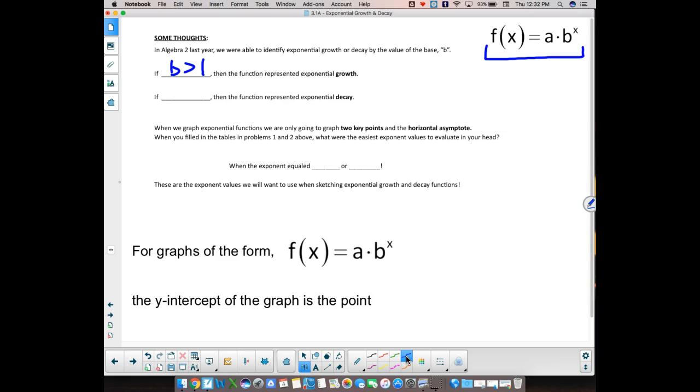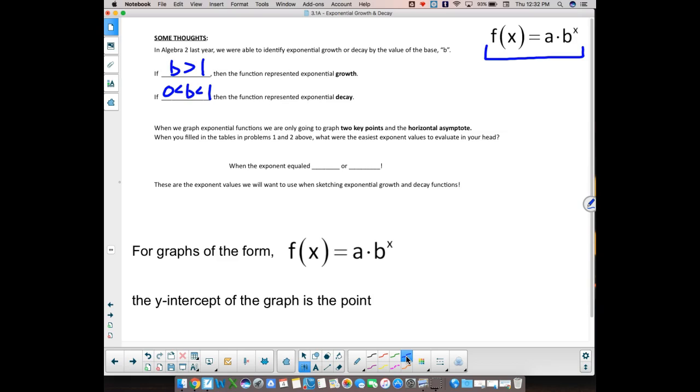When b is less than 1? Or less than 0? Or something else? In between 0 and 1. I like in between 0 and 1 because it can't be negative, right? Because if it's negative, then it'd be flip-flopping, positive and negative, and this was always a nice smooth curve. So this is between 0 and 1. And just like it can't be equal to 1, the base cannot be equal to 0. Okay?